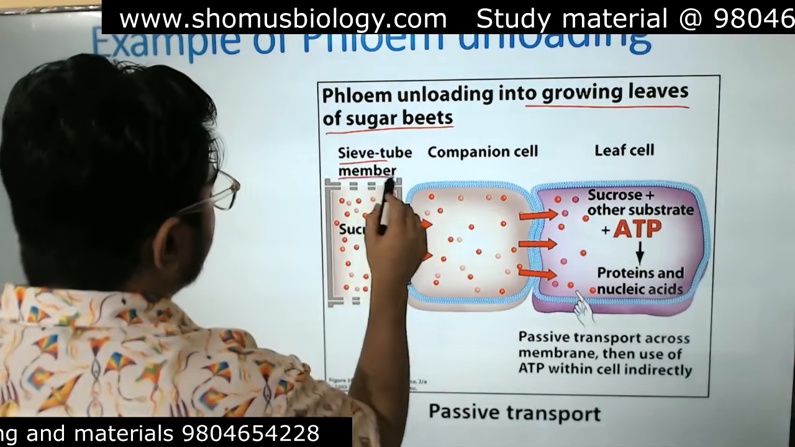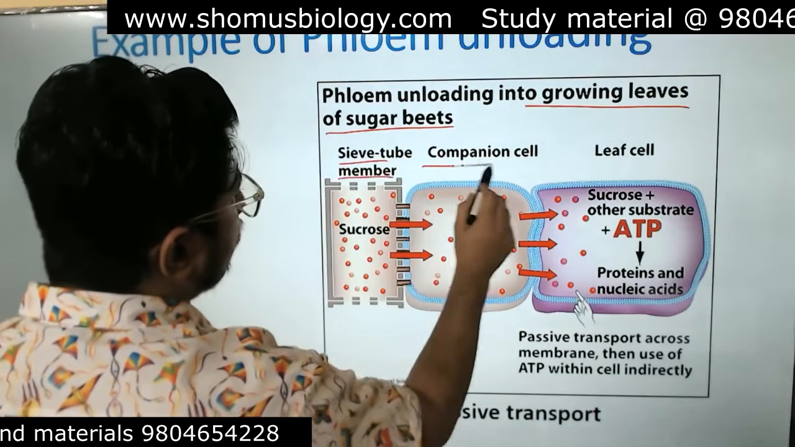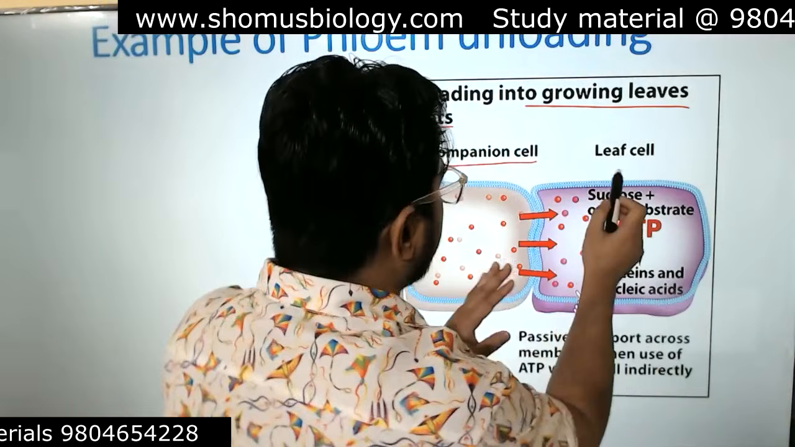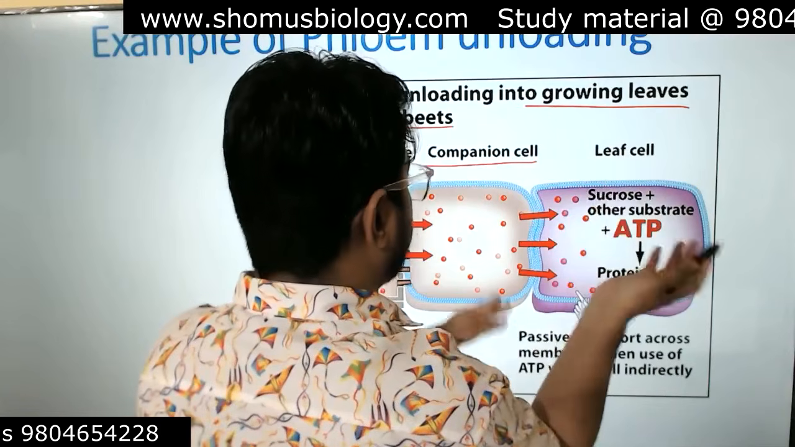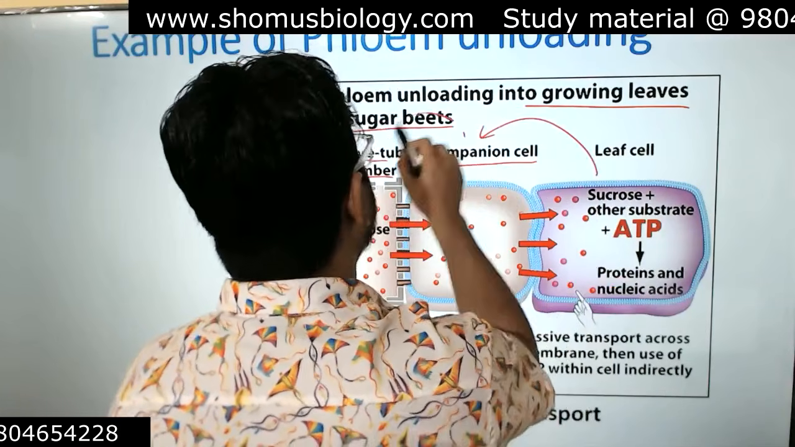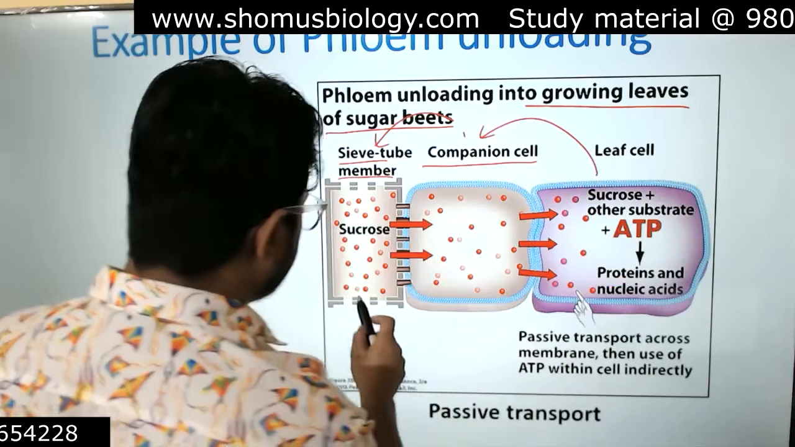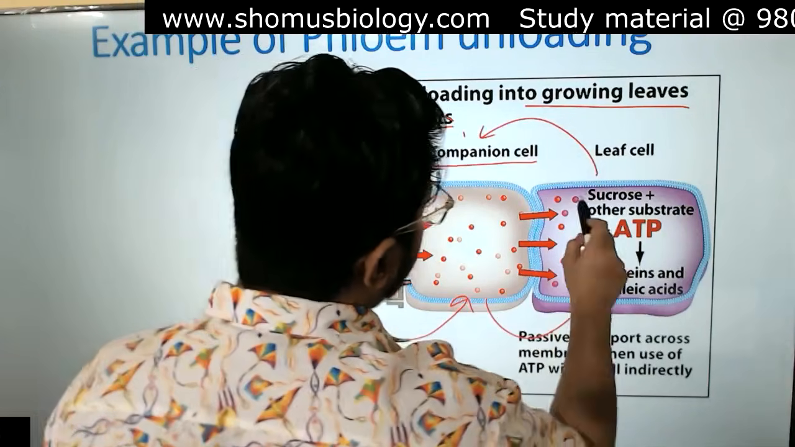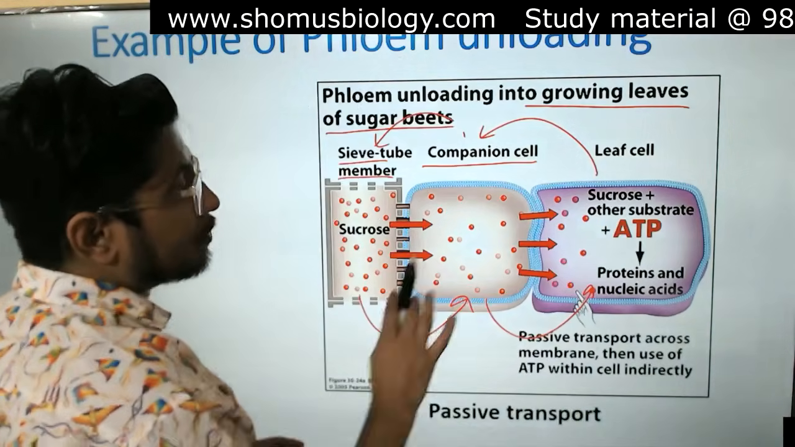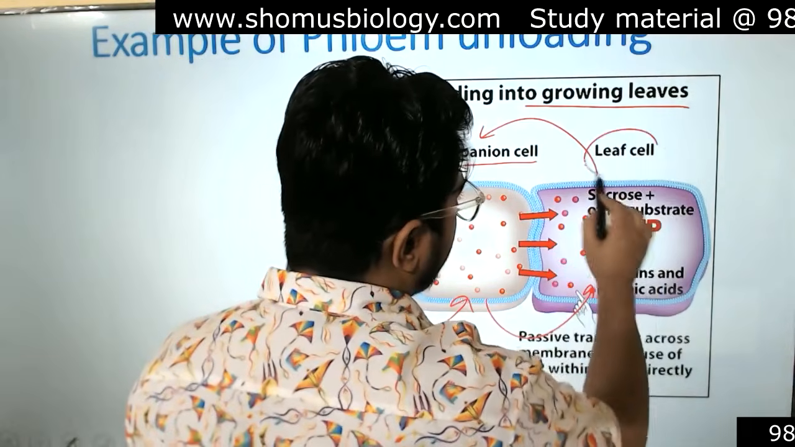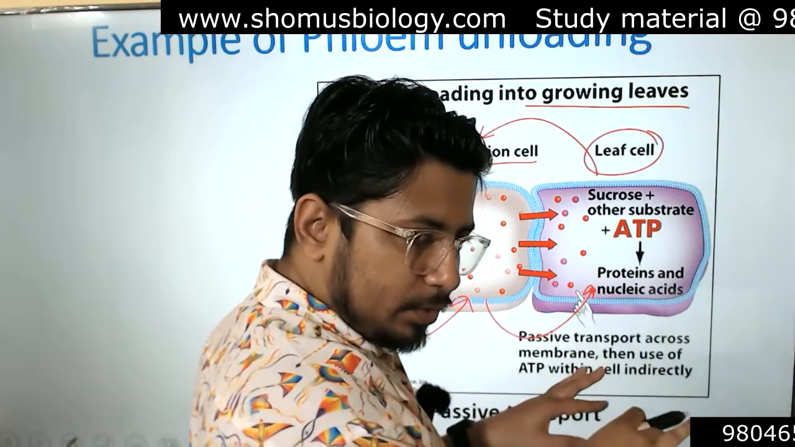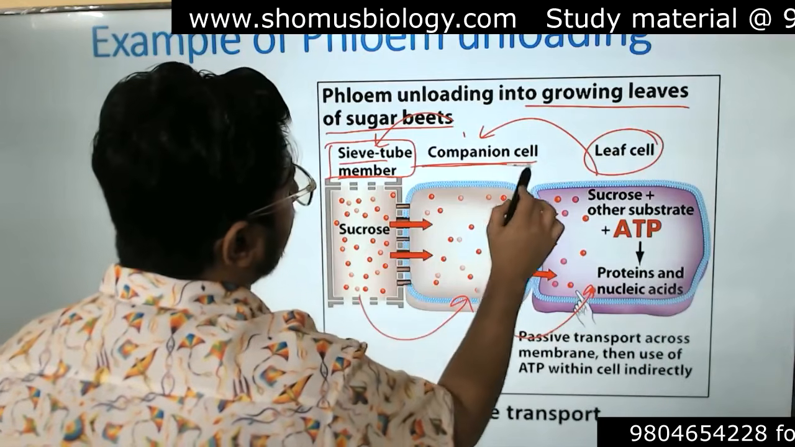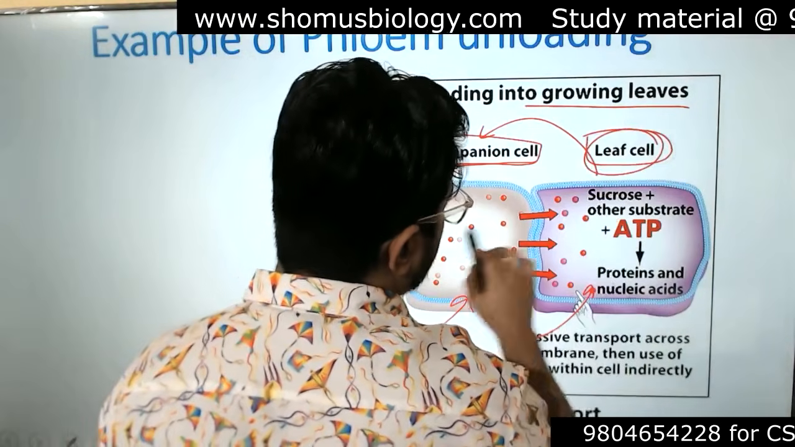This is the sieve tube member, sucrose is there, transferred to the companion cell and from the companion cell it is moving to the leaf cell. And earlier when we saw loading, it was leaf to companion, companion to sieve tube. But for unloading, sieve tube to companion, companion to leaves. And they are moving down the gradient because when there is no synthesis of sugar in the leaf anymore, the leaf is now deprived of sugar. So the concentration is highest in the sieve tube member, a little lower in the companion cell, lowest in the leaf. So that's how they are moving.